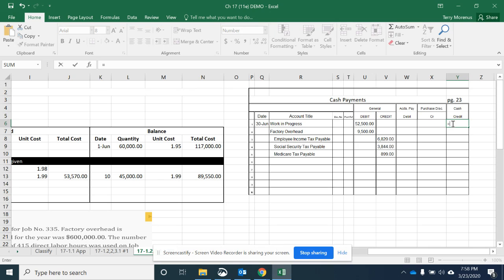Just a little formula, very easy. So we could do a multitude of things. I'm just going to do it my way. 52,500 plus the 9,500, and then we're going to subtract out the payables individually. Or you can use parentheses or your fancy way to do it. It's up to you. All right, so we're going to cut a check to payroll for $50,437. And that is the end of 17-1.2.